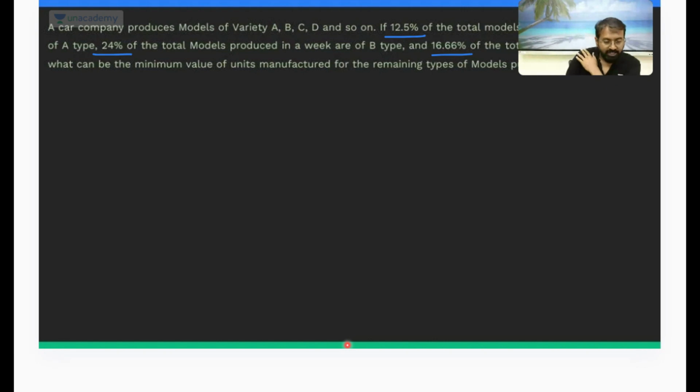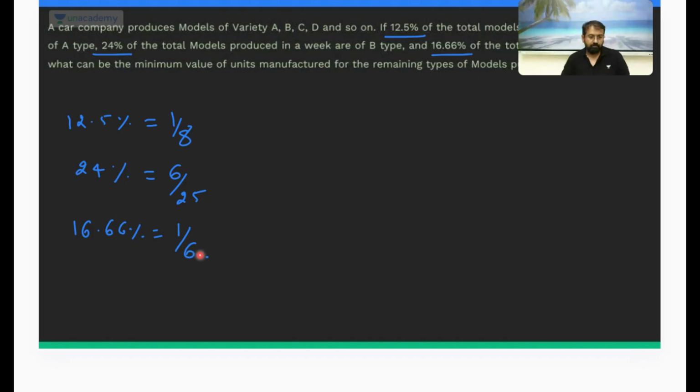See, guys, you should know these fractions, by the way. Yeah, you should know this. 12.5%. It's 1 by 8. Okay, 24%. 24% is what? 24 by 100. You can say 6 by 25. Yeah. And 16.66%. It's 1 by 6. Correct? It should be 1 by 6. No, 10 is not correct. My dear, 10 is not correct.